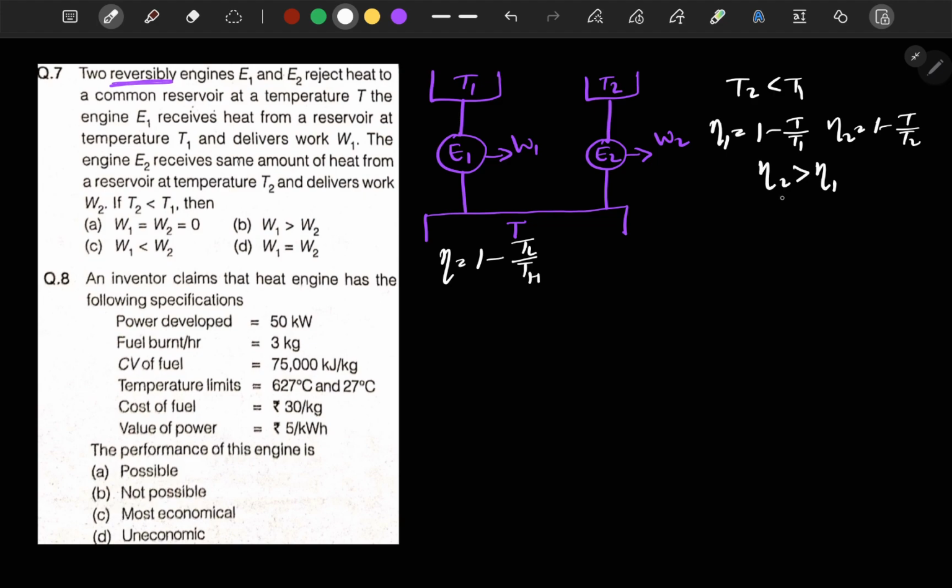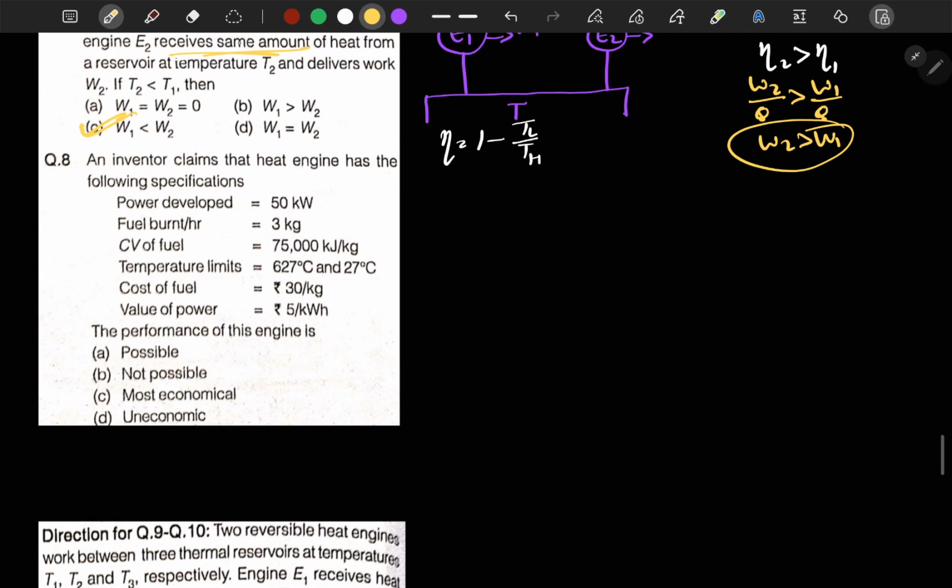Efficiency is also expressed in terms of W and heat supplied. It is mentioned that both receive the same amount of heat from a common reservoir. Let's say this is Q, so this is also Q. So efficiency W2 by Q is greater than W1 by Q. So from here we get W2 is greater than W1. So our correct option is C.